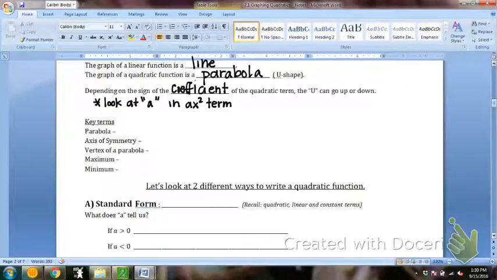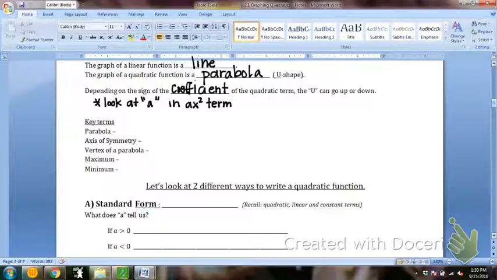So you're going to look at the a value in the ax squared term. Okay, a few more definitions. So again, if you are a highlighter, this would be a good time to highlight because these are more words that you're going to need to know for your first test.